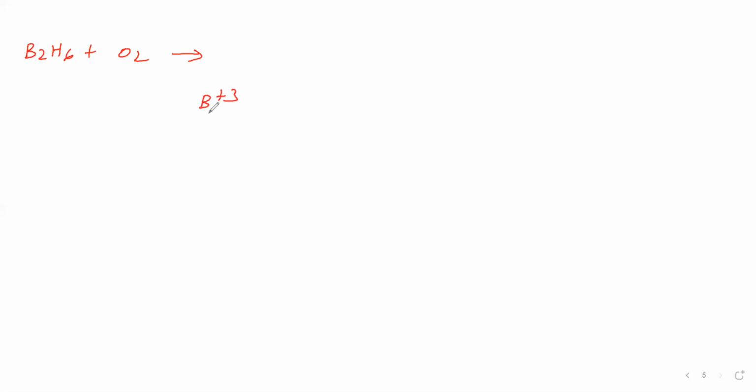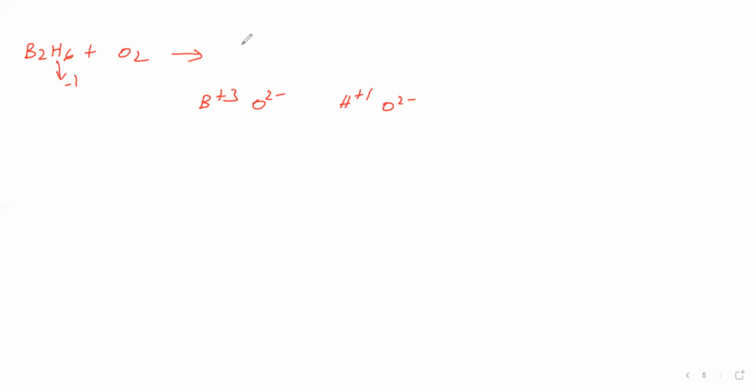Boron is in +3 oxidation state. That +3 we have written as it is. This undergoes reduction and becomes O2 minus. This undergoes reduction, we said, therefore this is undergoing oxidation. This oxidation number is -1. It is undergoing oxidation, therefore it will become H+1. It is -1 converting into H+1. This oxygen undergoing reduction becomes O2 minus.